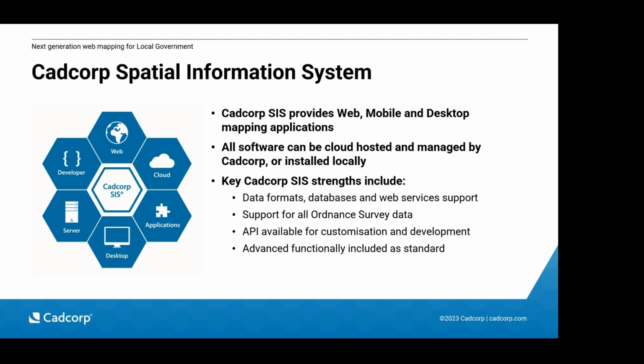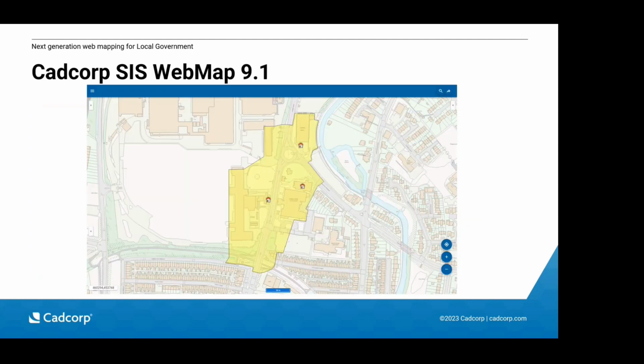Building on this format support, we work with all Ordnance Survey GB data, all of those formats, so that you can gain the benefits of that data as soon as possible. And you'll see this being used in Simon's demo later. If needed, APIs are available for integration and customization, and also much functionality is included. So of these hexagons on the left here, we're going to talk about one of them specifically today, web. And WebMap 9.1. So WebMap is a very user-friendly browser-based GIS. Why 9.1?